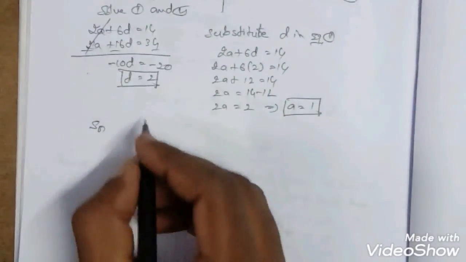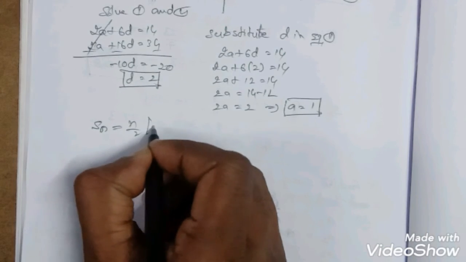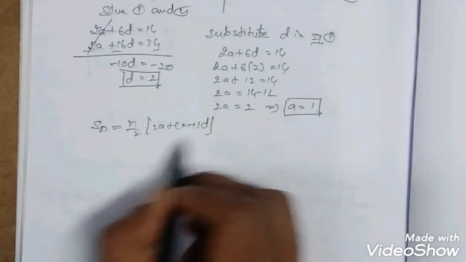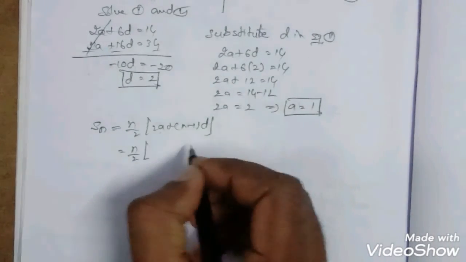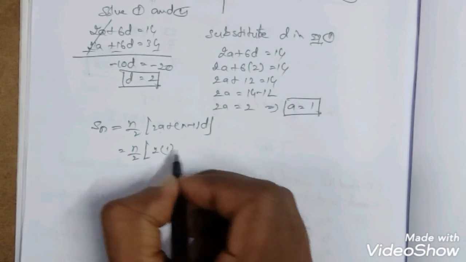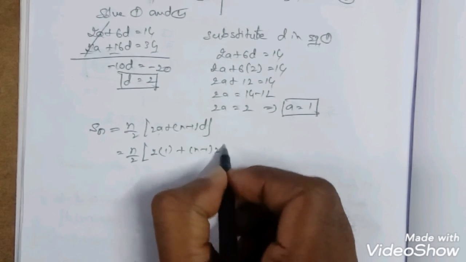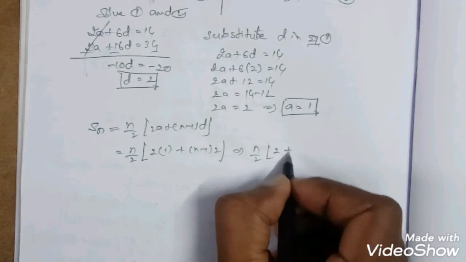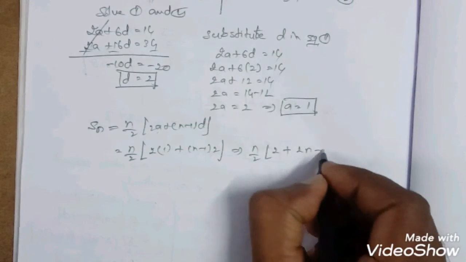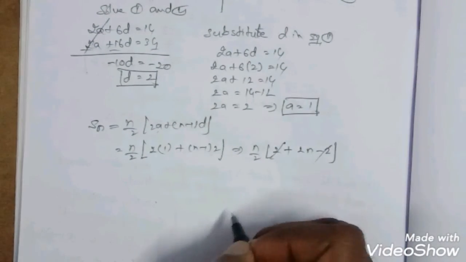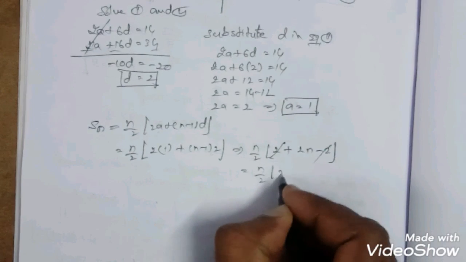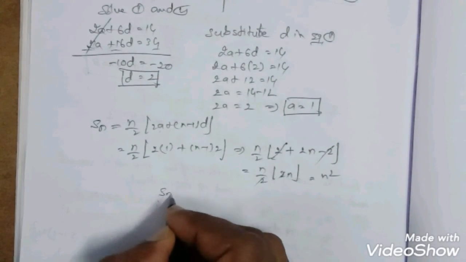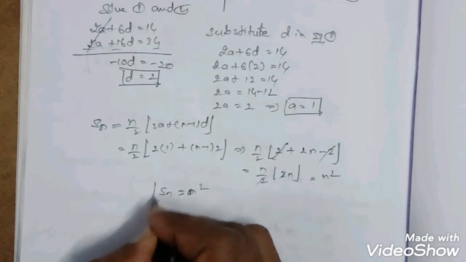So as per your formula for n terms, the formula is n by 2 into 2a plus n minus 1 into d. As we know the value of a and d, just you substitute in this, you will get n by 2 into 2, a value is 1, plus n minus 1, d value is 2. Now after that, you will get n by 2 into, here 2 into 1 is 2, plus multiply this 2 inside, you will get 2n minus 2, here plus 2 minus 2 will get cancelled. So you will get n by 2 into 2n. So here 2 is cancelled, so n into n is n square. So here the sum of n terms is nothing but n square, right?